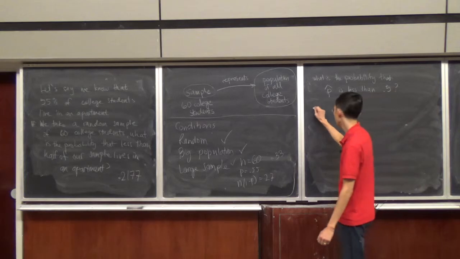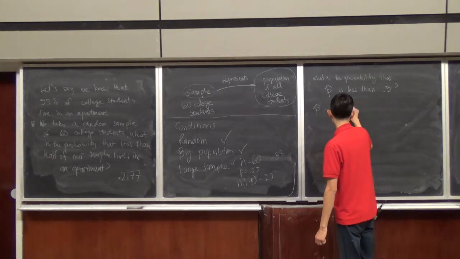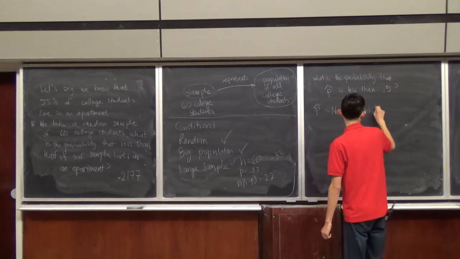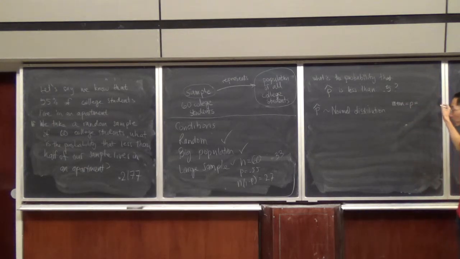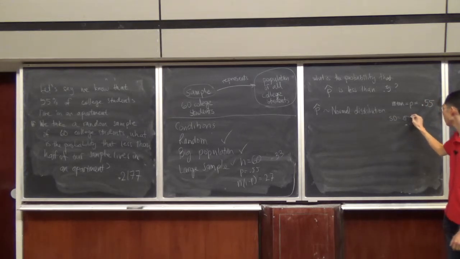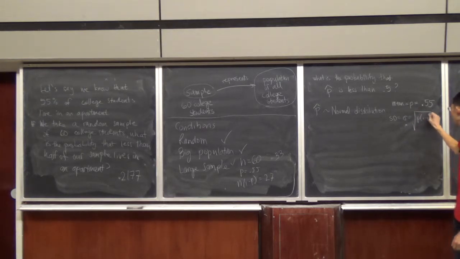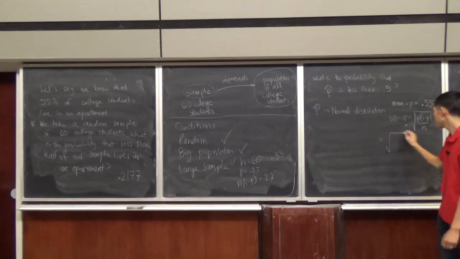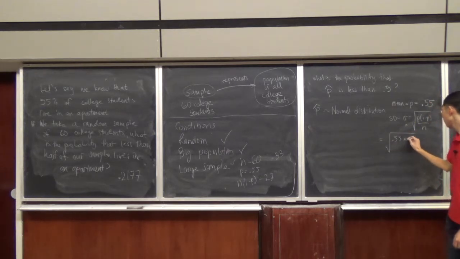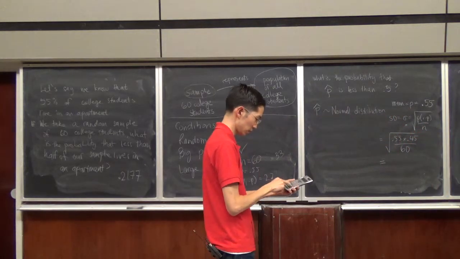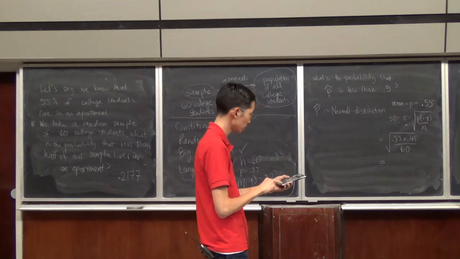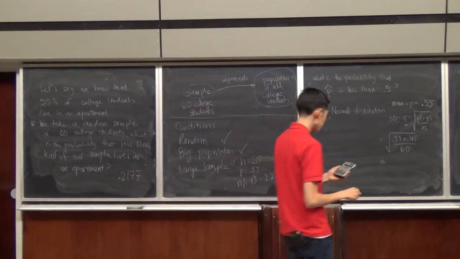We know that p hat comes from a normal distribution, and the mean is equal to p. So my mean is equal to 0.55. And my standard deviation, sigma, is equal to the square root of p times 1 minus p over n. My standard deviation is the square root of 0.55 times 0.45 divided by 60. I get a standard deviation of 0.0642.